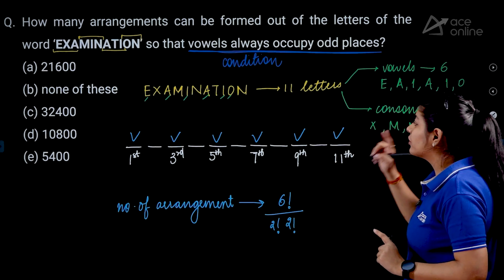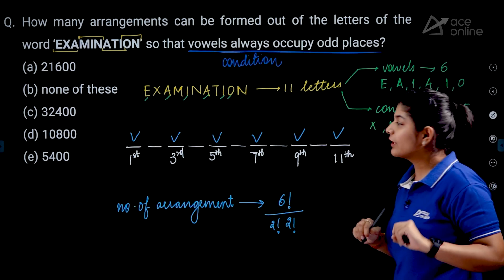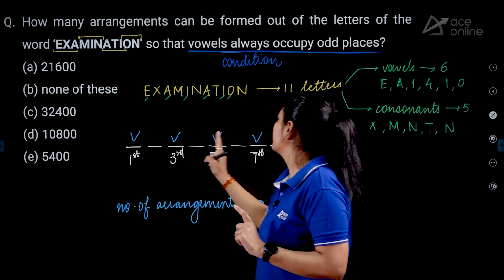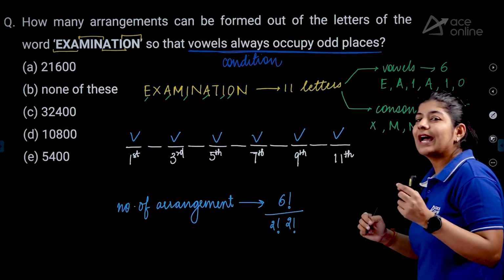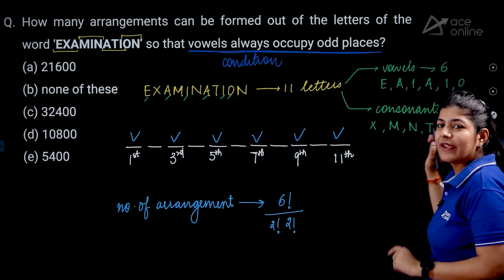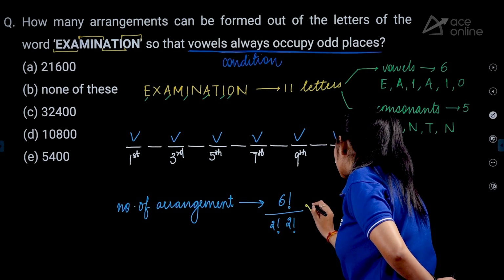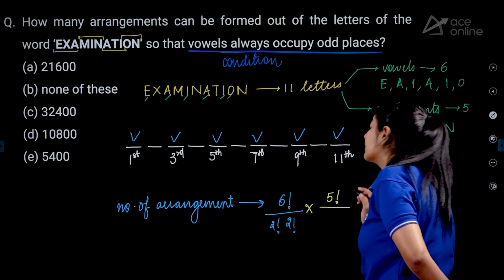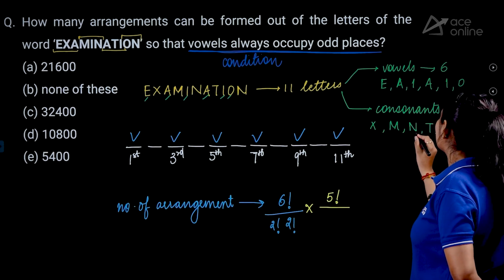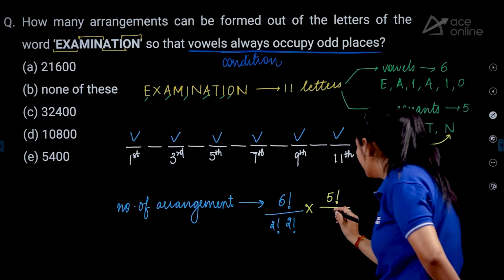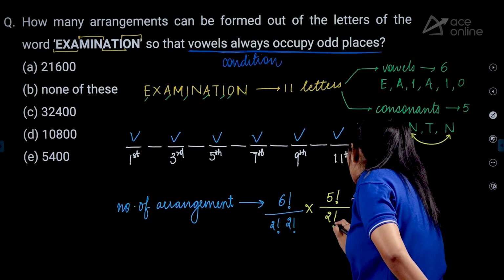But here we have to put the consonants as well. And how many places are we left with for the consonants? 1, 2, 3, 4, 5. And how many consonants are we having? We are having just 5 consonants. So, we have to multiply this one, and 5 consonants can be arranged in 5 factorial ways, but we have to divide it by 2 factorial because we are having 2 N's over here. So, we just simply divide it by 2 factorial.